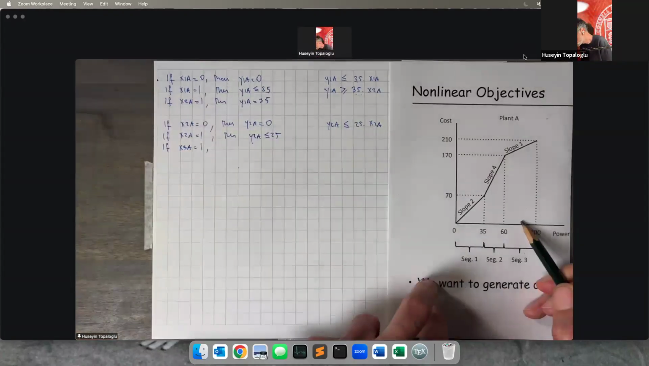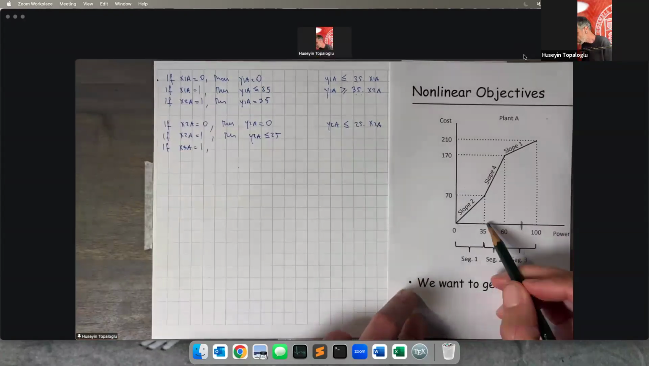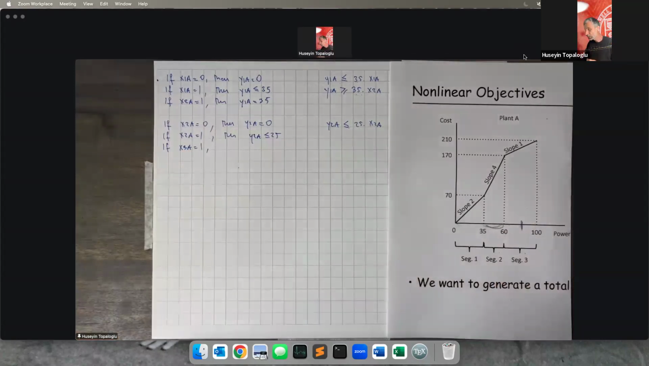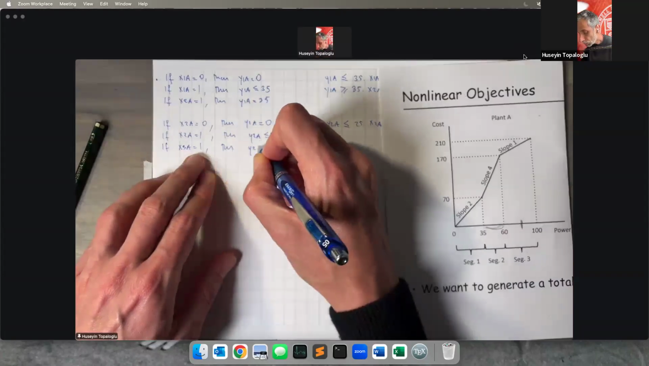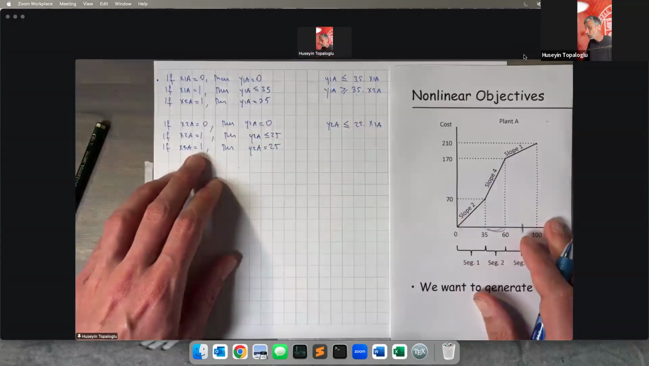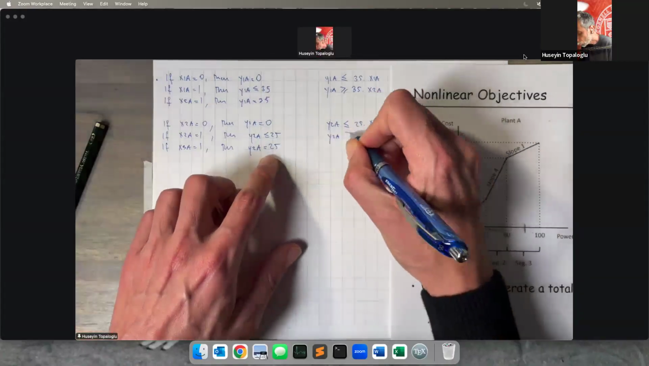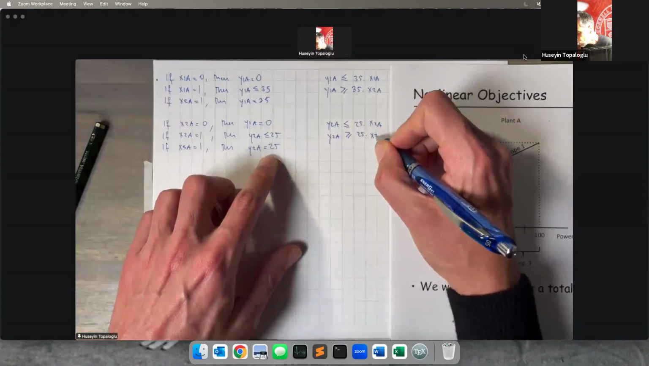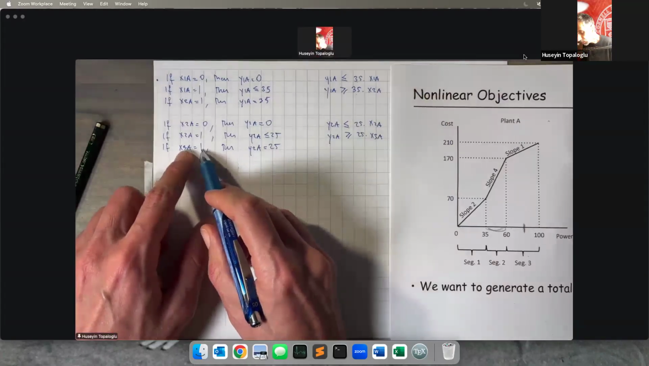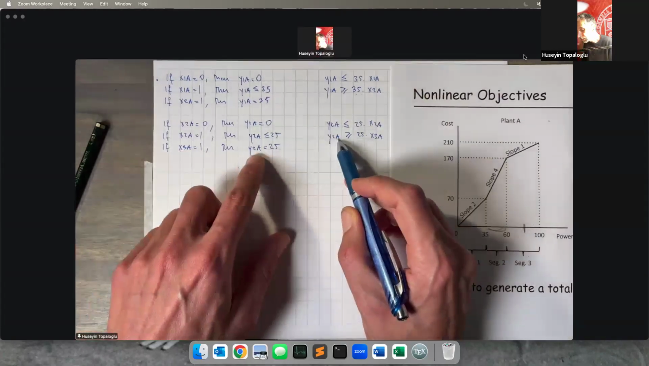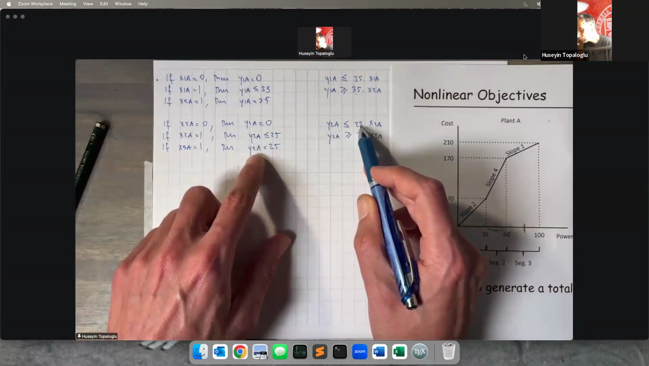if we're utilizing the third segment in plant A, then the second segment in plant A must have been used to full capacity. If we're utilizing the third segment in plant A, then the utilization of the second segment has to be full, all the way to 25. To ensure this, we're also going to write down y2 is greater than or equal to 25 times x3a. So it ensures that if x3 is equal to 1, then the utilization of the second segment has to be at least 25. But by the first constraint, the utilization of the second segment can be at most 25.